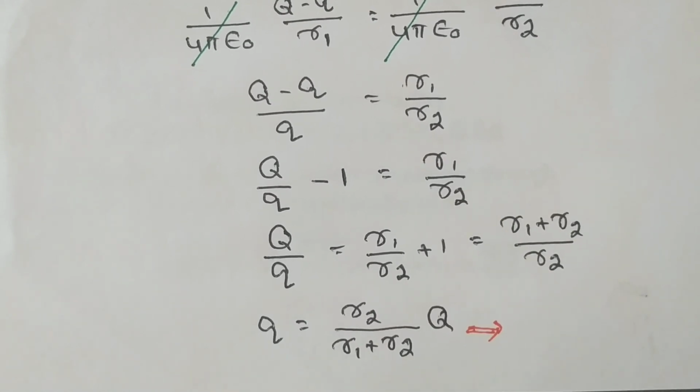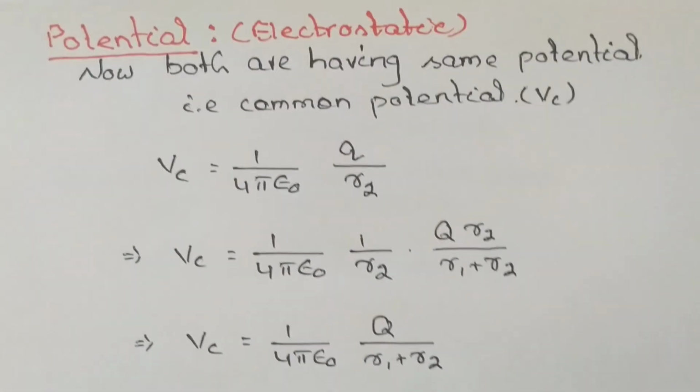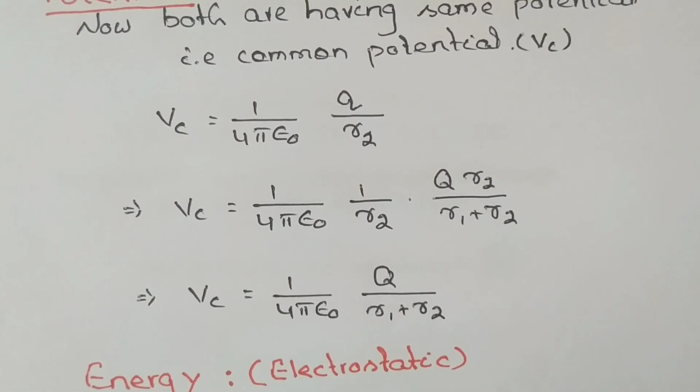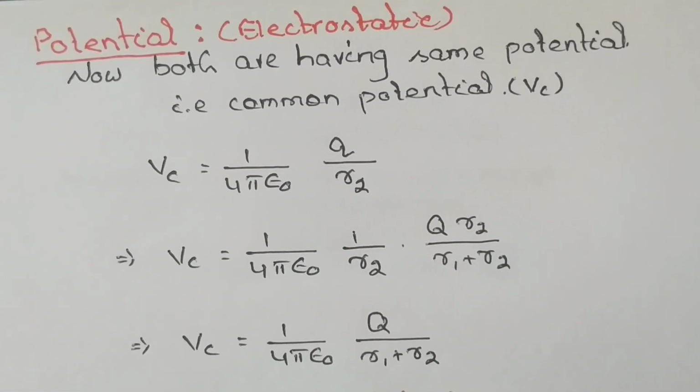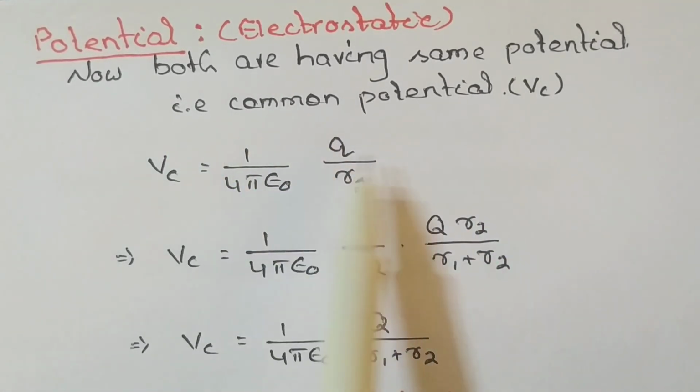Now when this amount of charge has been transferred to body B, there will be a change in potential energy. There will be the same potential, and energy will also be there. When B acquires a potential, exactly the same amount of potential will be acquired by body A. Hence, let us calculate what is the potential of both the bodies, or the common potential. Now both are having the same potential, that is the common potential VC.